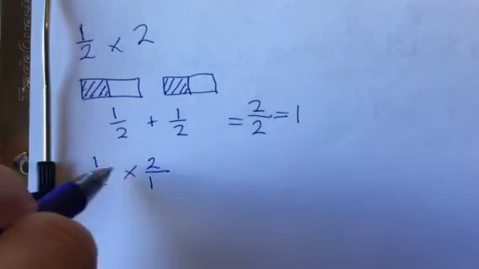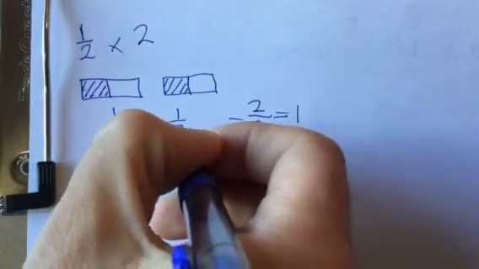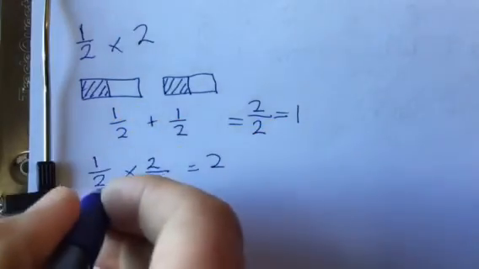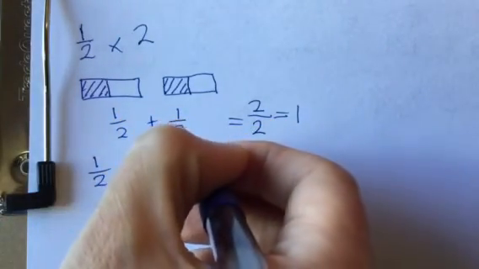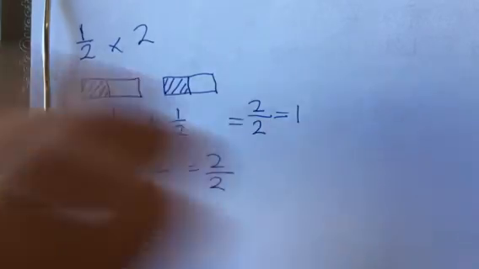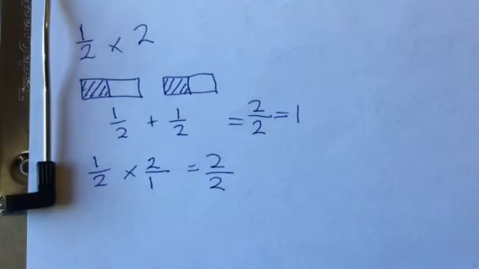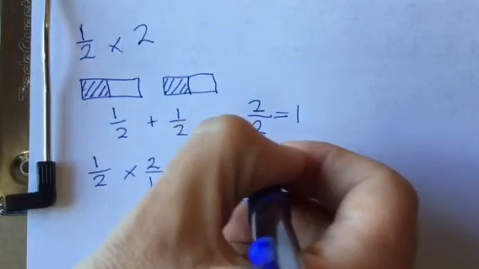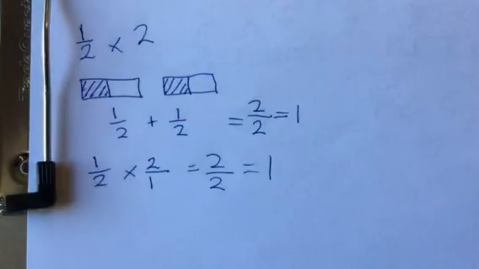We take that 1 times 2 in the numerator, and we get 2. And then we take 2 times 1 in the denominator, and we get 2. Once again, 2 divided by 2 equals 1. So I hope that gives you a little better idea about how you multiply fractions by whole numbers.